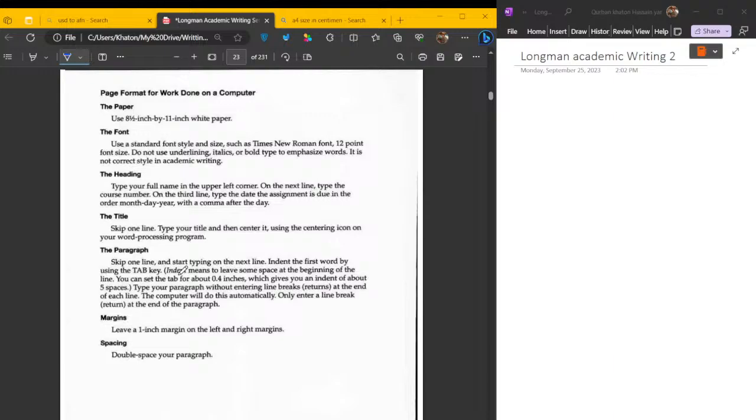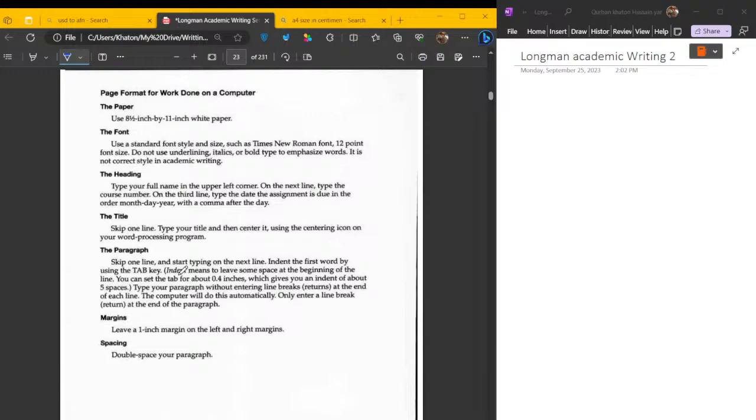So the heading. You write your full name in the upper left side again. It's everything the same, but it's just computerized. On the next line, type the course number. On the third line, type the date the assignment is due, in the order month, day, year, again with a comma after the day, the same thing.